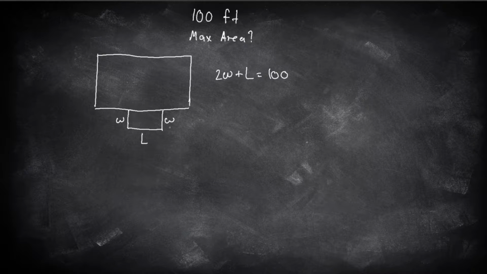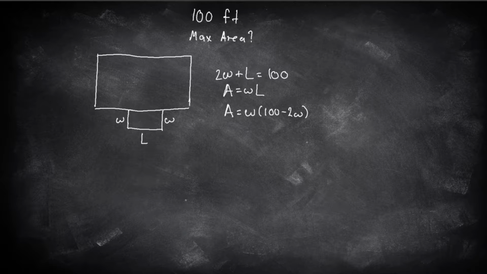And the area is calculated by width times length, so area equals width times length. So I noticed that we have two variables in two equations, so let's just substitute for L, because it's the easiest. So that means L is 100 minus 2W. And we want to optimize this area equation, because we want to optimize area.